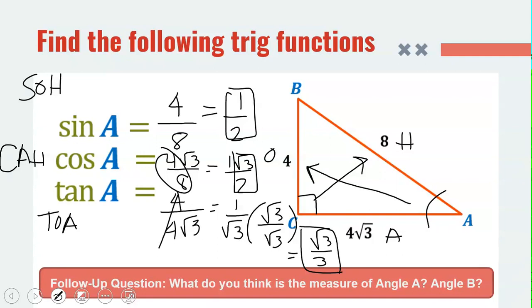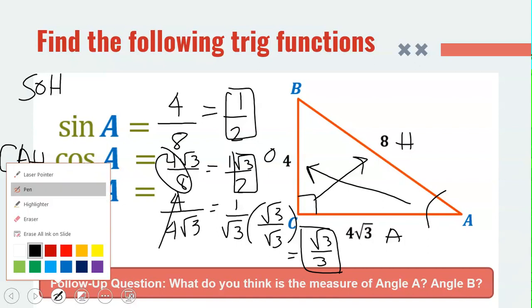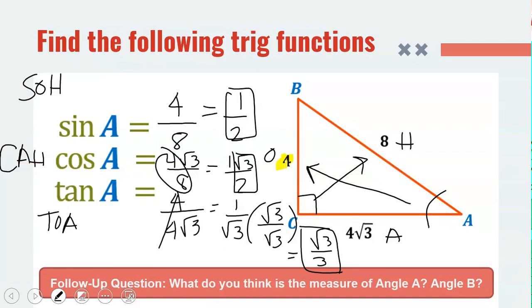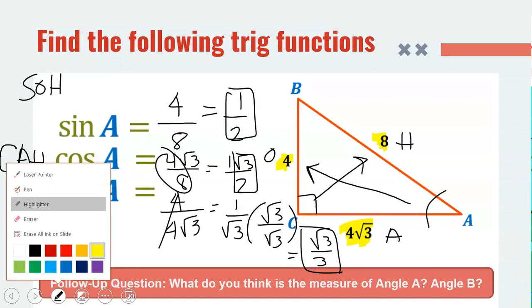Now, my last question for y'all is, what do you think the measure of angle A is? And then once we figure that out, what do you think the measure of angle B is? So if we're looking at all of these side lengths, let me highlight them really quick, right? We've got 4, we've got 8, and we've got 4 radical 3. If we look at that, this actually relates to a very specific triangle, right?